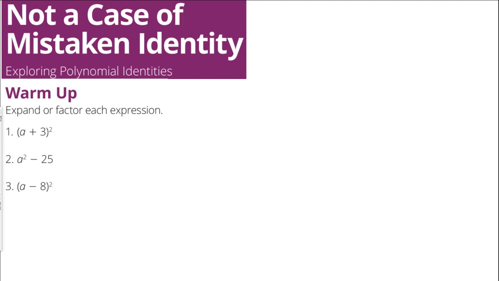That's something about exploring the polynomial identities. And we're going to first look at, just to remind us of how things worked, a couple of things we did last chapter: multiplying out a binomial or factoring a binomial. So why don't you take a few minutes and factor these or multiply them out.